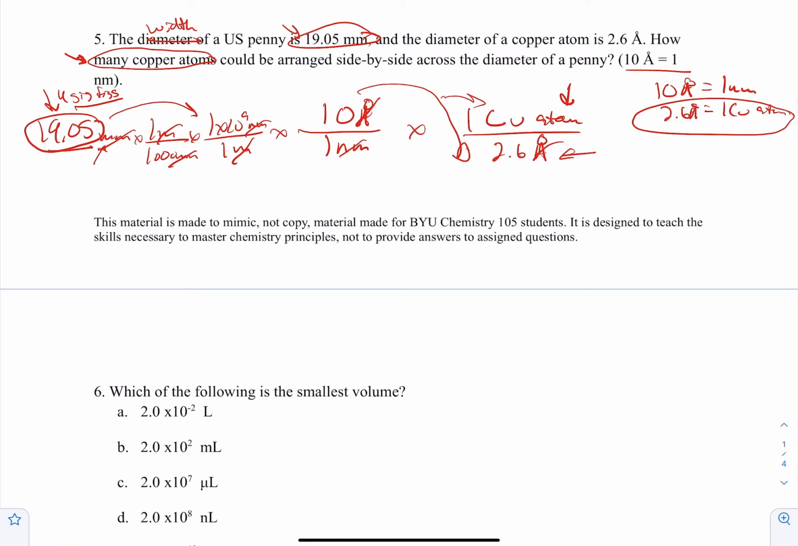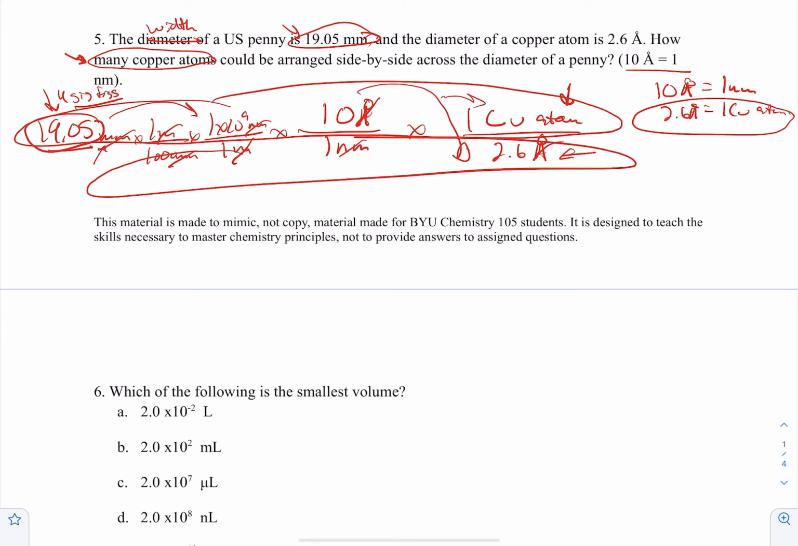Okay, and then after you figure all this dimensional analysis out, it's really easy because all you have to do is multiply everything on the top and divide it by everything on the bottom. And then that gets you your answer. So if we did that, we'd take 19.05 times 10 times 1 times 10 to the 9th. Okay, and then the other ones are just ones, right? And then divided by 1,000 times 2.6.